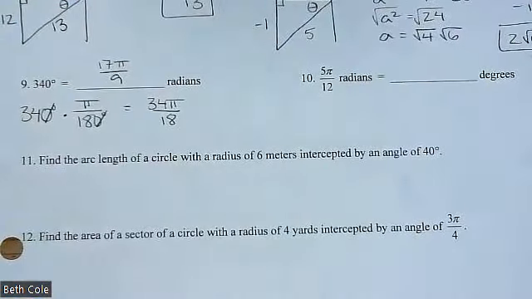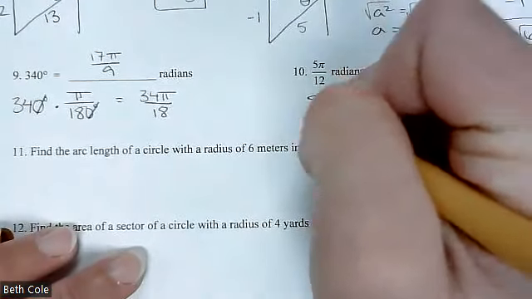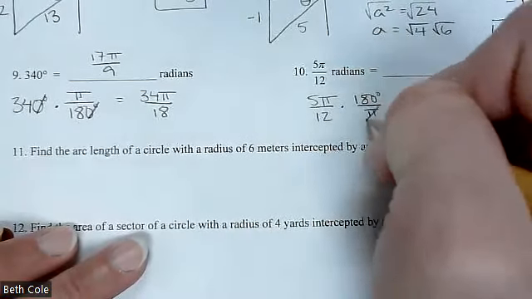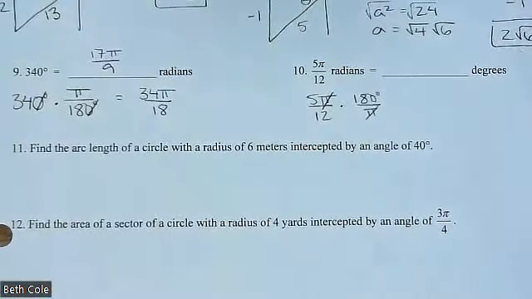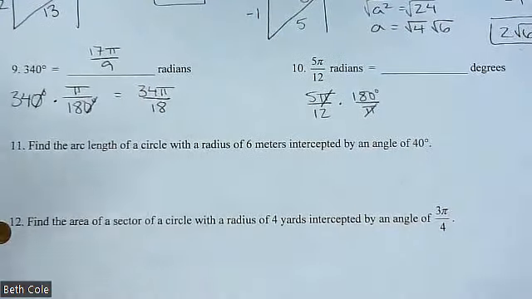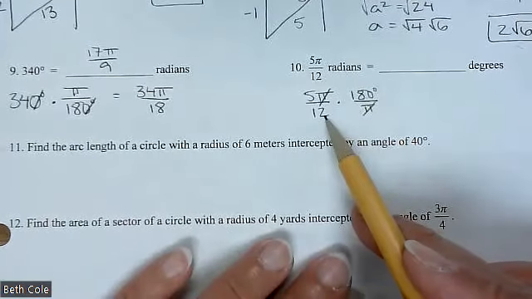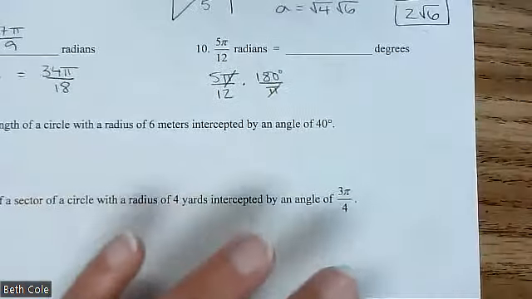Cool. The hardest part is fractions. It's really just fractions. And then this, we're going to do the other way around. 5 pi over 12. I'm going to multiply by 180 over pi. The pi's cancel out. Now you can do 5 times 180 if you want, but what did I tell you would be a better way to go about it? Do 180 divided by 12. If you divide first, it keeps the number smaller.